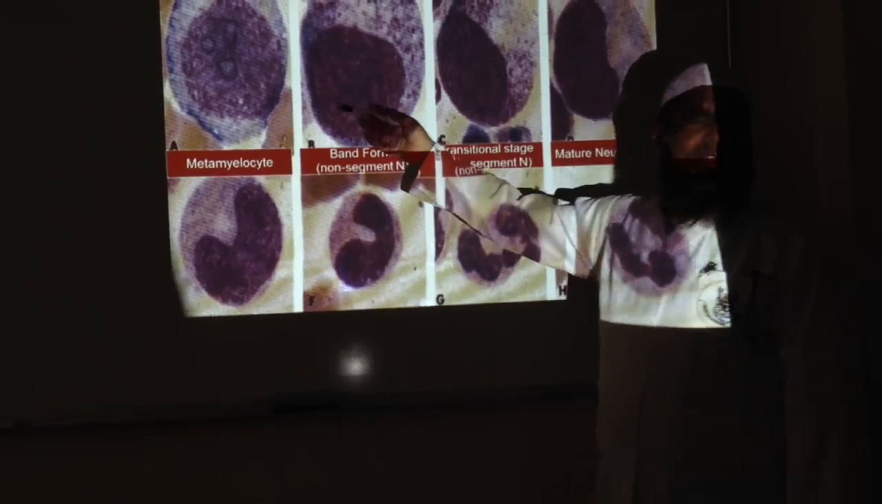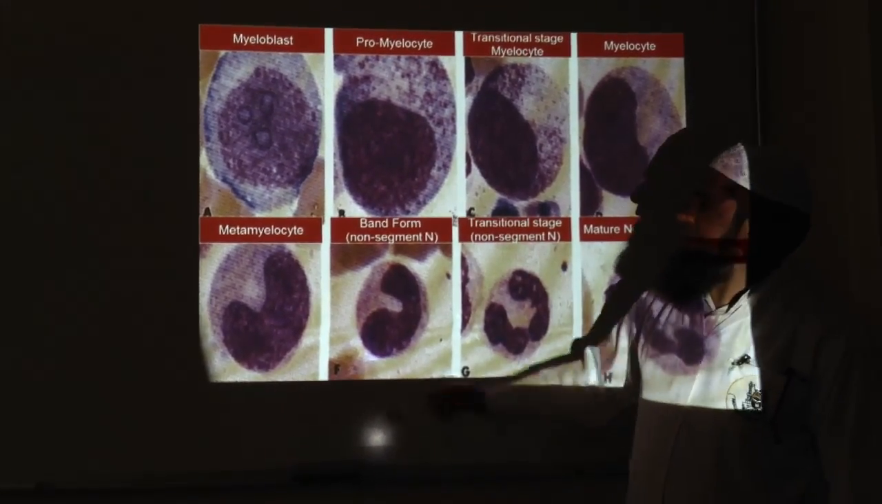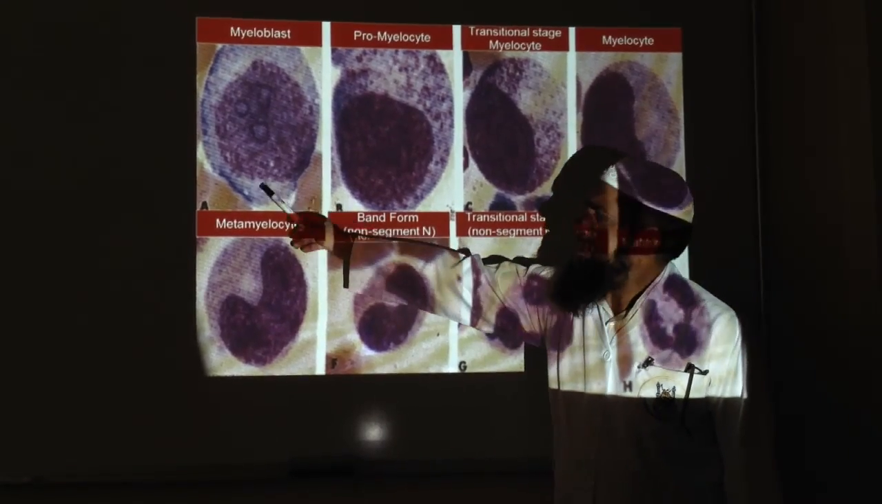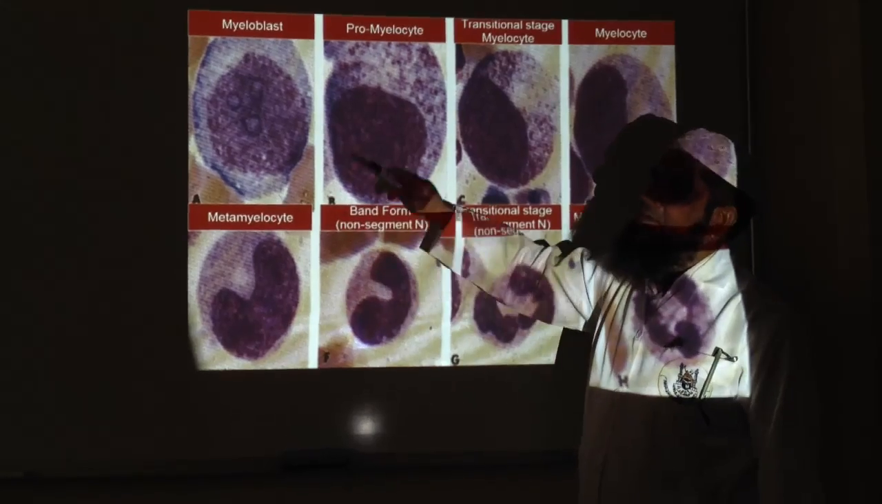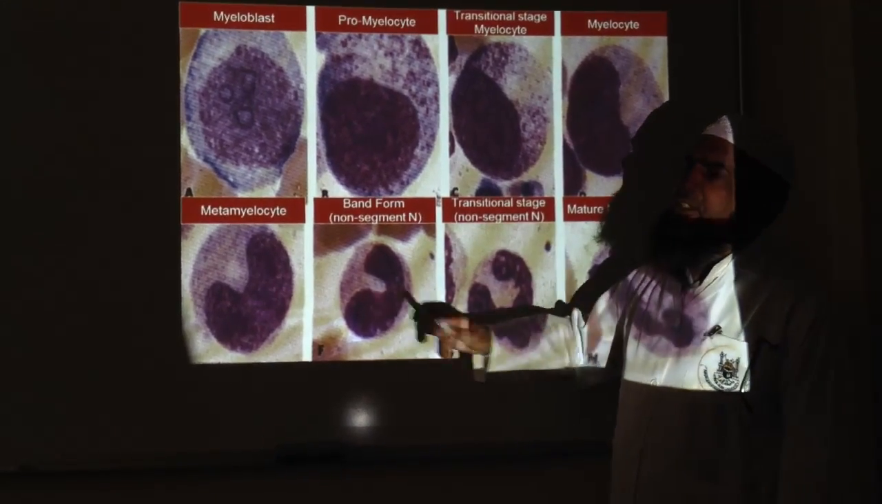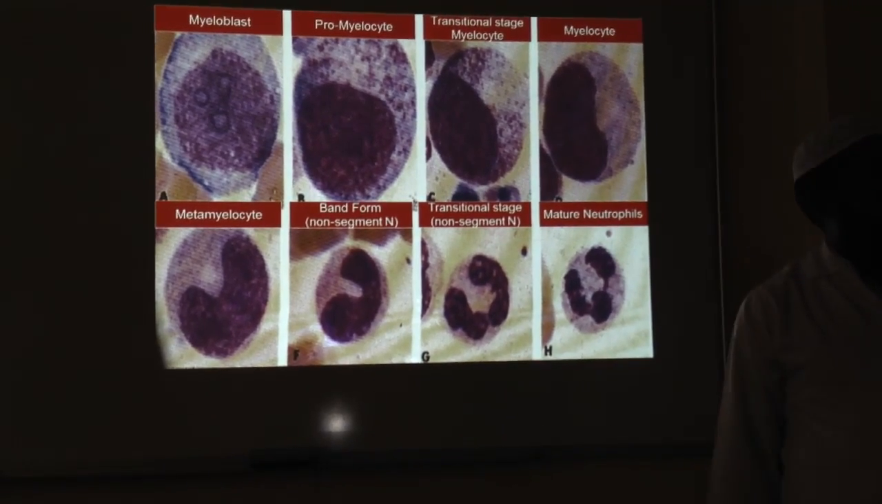The second feature: one is proliferation, division, 1 into 2, 2 into 4. Second, at the same time, some of the myeloblasts will change to promyelocyte, and some of the promyelocytes will change to myelocyte. This is differentiation, maturation to the next stage.